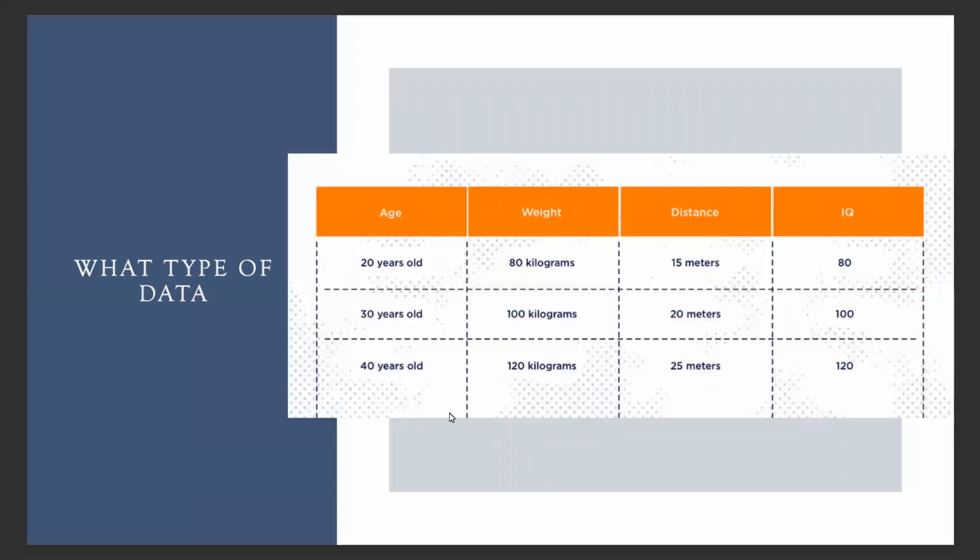So for example, for quantitative data, you can have age, weight, some distance, or IQ values of people. This is an example of quantitative data. Age can be 20 years, 30 years; weight can be in kilograms, 80. So you can have a memo or metadata to note down which units they are collected in.